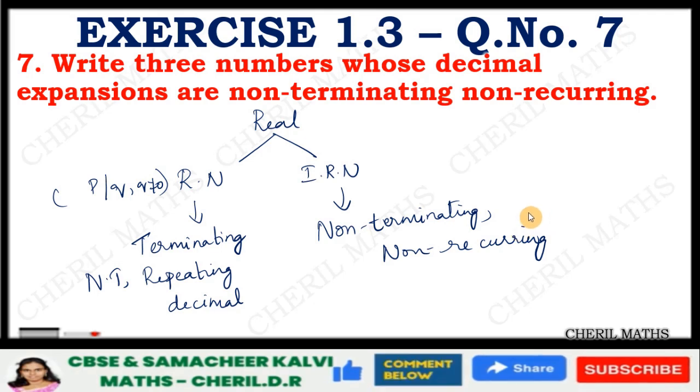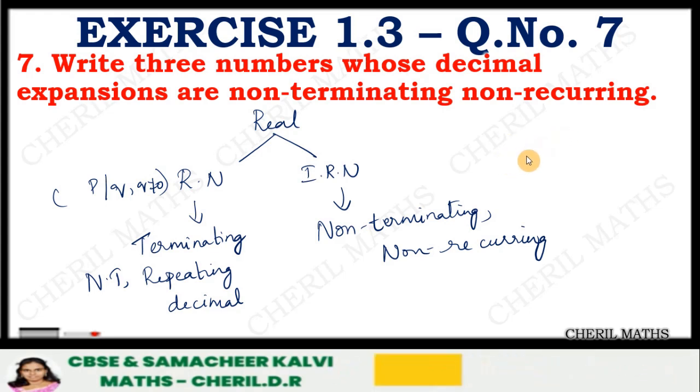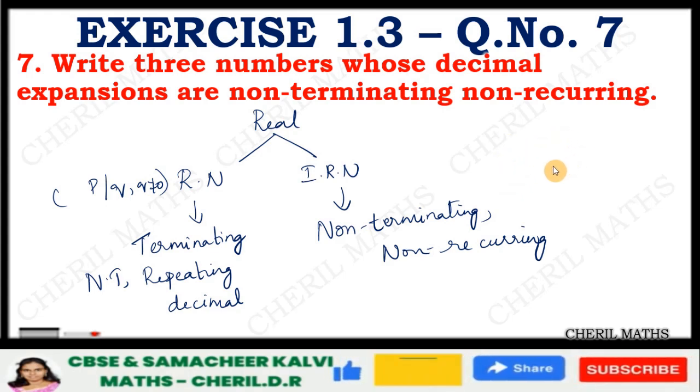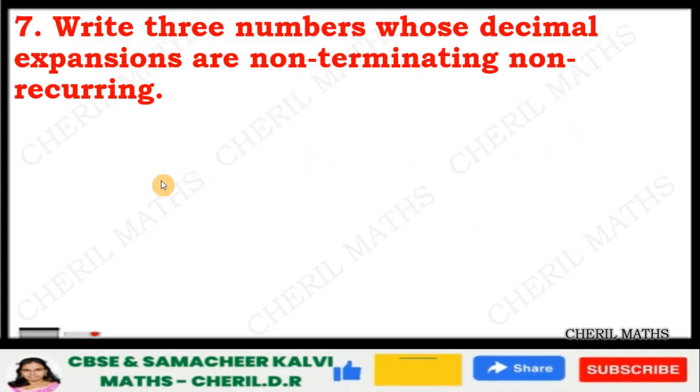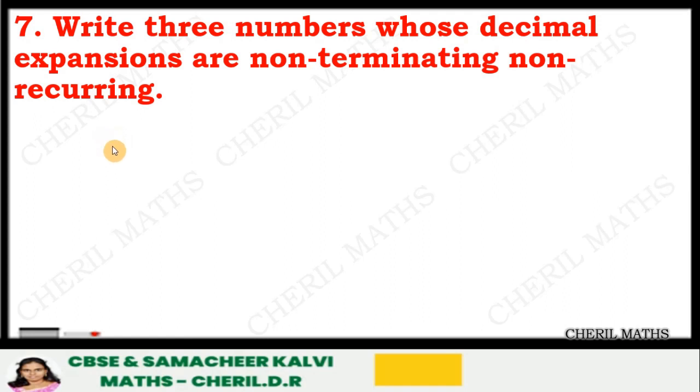We all know what numbers will be non-terminating and non-recurring. It will be the square root of numbers which are not perfect squares. We have pi. All these are non-terminating and non-recurring. So that is what we are going to write. Is that clear? So what are the numbers we know? Root 2, and then you have pi and all.